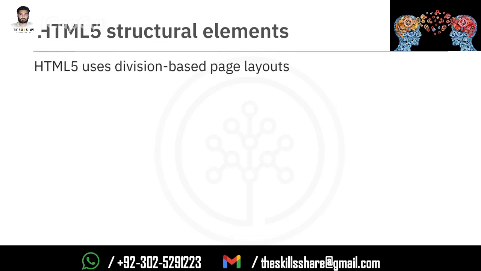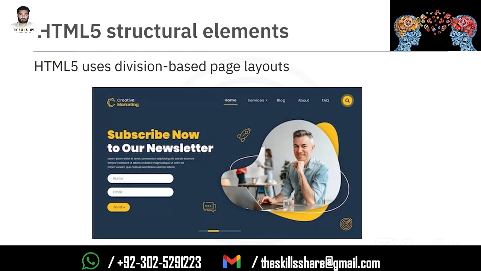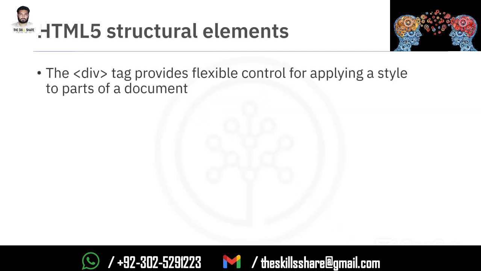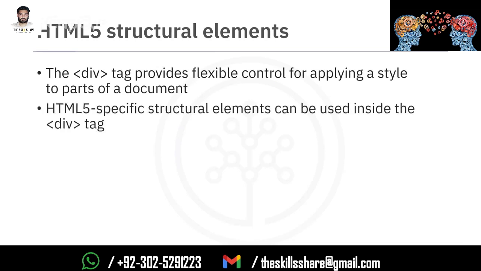In a division-based layout, each part of a page that you want to format differently is separated into its own division. Think of the natural divisions into which you can divide the page that is shown here. These divisions might include the page title, a banner with selectable tabs, an area for the image, and further blocks for text and thumbnail images. The div tag was not introduced in HTML5, but is a good starting point for laying out a page or document. Then, you can use other HTML5 specific structural elements inside the div tag.